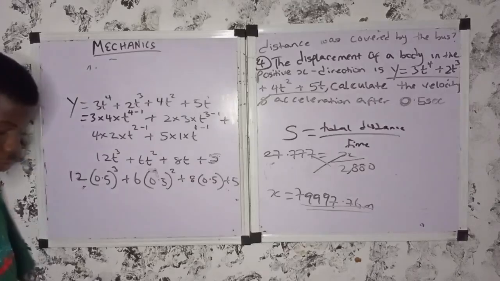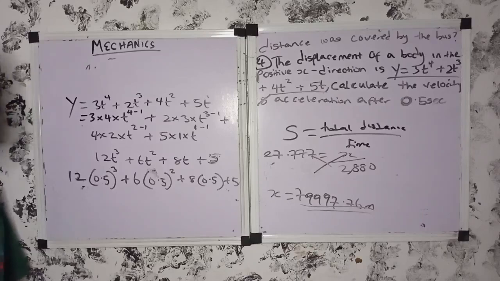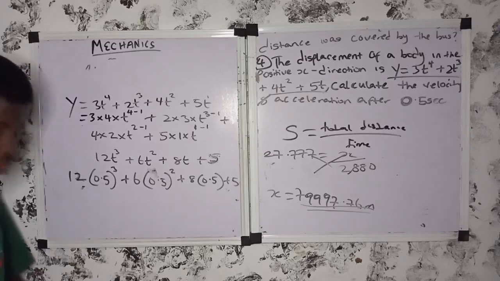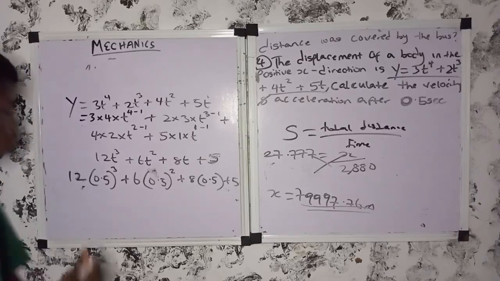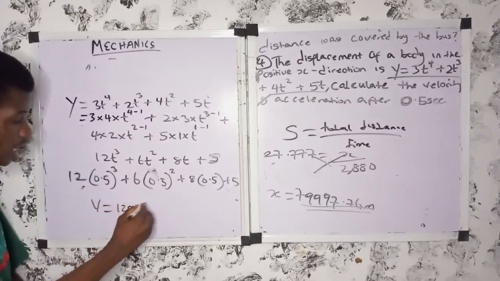12 bracket open, 0.5 bracket close, raised to the power 3. Then plus 6 bracket open, 0.5 bracket close, raised to the power 2. Then plus 8 bracket open, 0.5 bracket close, then plus 5. So if we do everything, we get 12 meters per second. So our velocity is 12 meters per second.